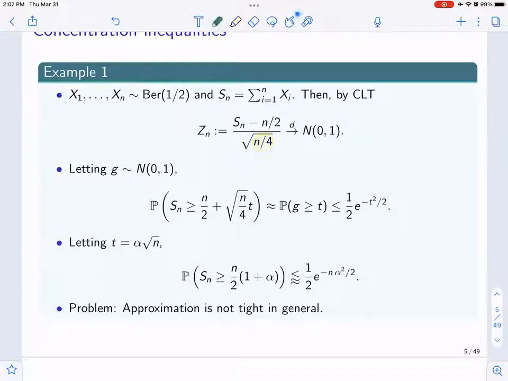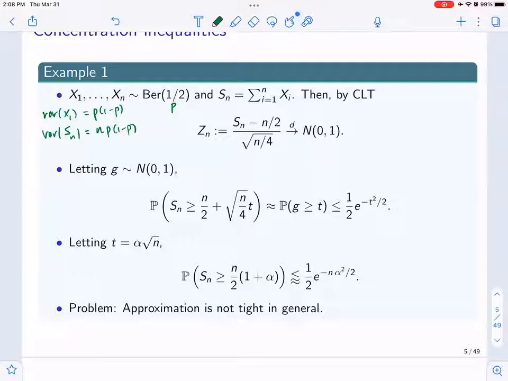Just recall, the variance of a Bernoulli is p times 1 minus p. The variance of the sum, because they're independent, is the sum of the variances, which gives n times p times 1 minus p. With p equal to 1/2, you get n/4. So the square root of this is the standard deviation of the sum. So I'm standardizing: subtract the mean, divide by the standard deviation. This converges in distribution to a normal with mean 0 and variance 1.